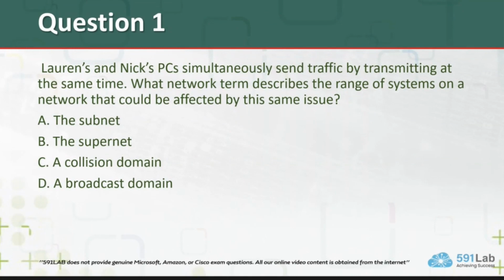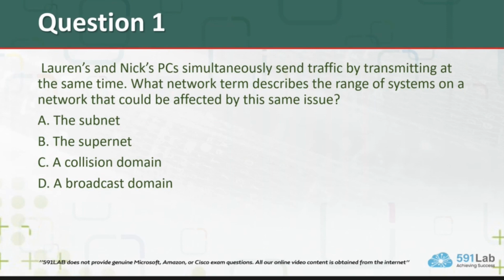So first question, Lauren and Nick PCs simultaneously send traffic by transmitting at the same time. What network term describes the range of systems on a network that could be affected by this same issue? Is it the subnet? Is it the supernet? Is it the collision domain? Or is it the broadcast domain? You can pause your video, take your time to answer the questions, and once you're ready with your answer, you can resume to check the answer and the explanation together.